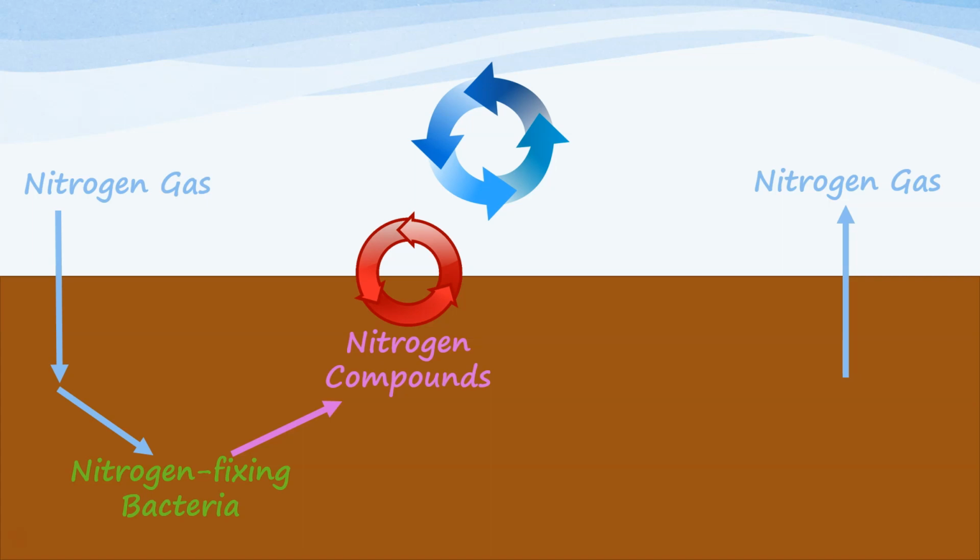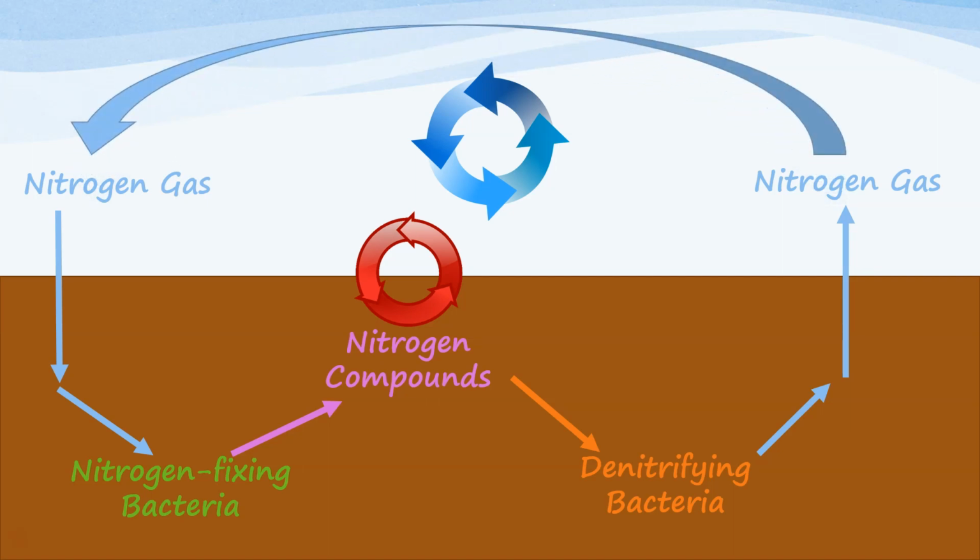Here is where another type of bacteria comes in. These are called denitrifying bacteria because they do the opposite of the nitrifying or nitrogen-fixing bacteria. They take in those nitrogen compounds in the soil and break apart those bonds, and they release nitrogen gas back into the soil, which can then go back into the air. Now we have finished our cycle.